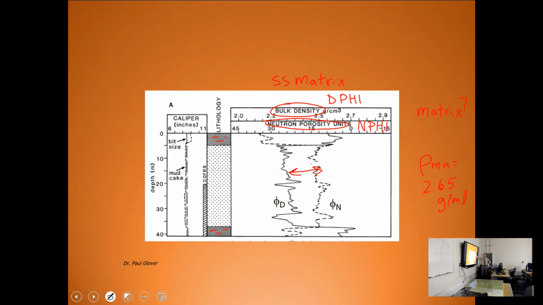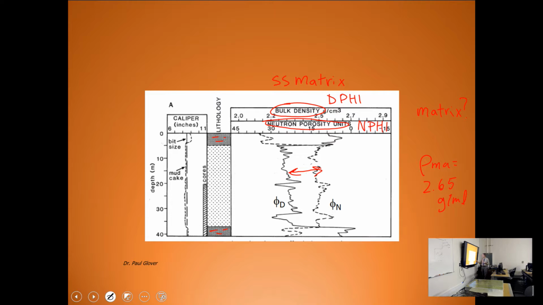Now what did I say? We expect the two curves to overlap if the matrix condition is right. Now I'm telling you the matrix condition is right. So what's missing? Why did I lie to you? Why don't they overlap? Something else must be wrong. Well, what are the two things that we assume? The matrix and the fluid.